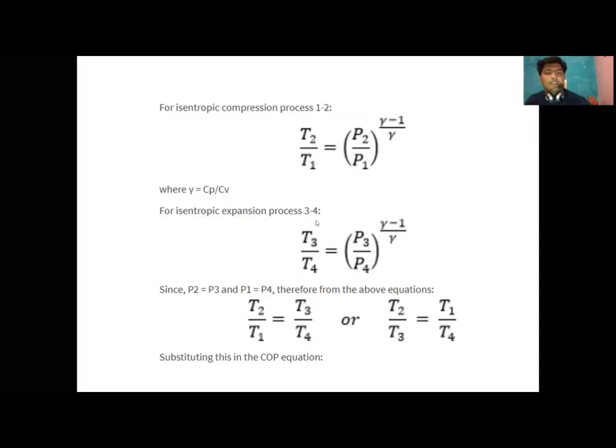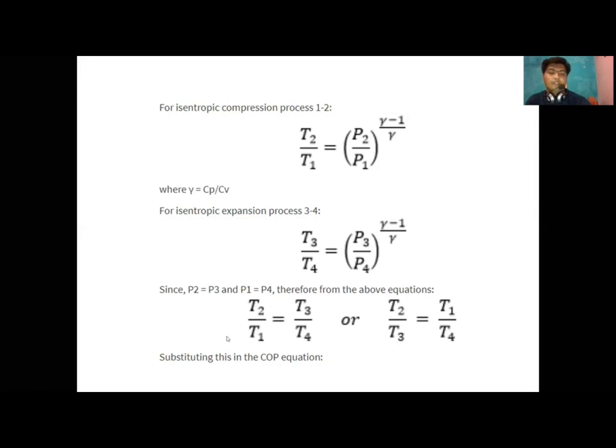For the isentropic process 3 to 4, again written similarly, T3 by T4 equals (P3 by P4) raised to (gamma minus 1) by gamma. Since P2 equals P3, as 2 to 3 is constant pressure, and P1 equals P4, because 1 to 4 is also a constant pressure process, from the above equations we write T2 by T1 equals T3 by T4, or T2 by T3 equals T1 by T4. T3 comes here and T1 goes this side. That's why we write T2 by T3 equals T1 by T4.